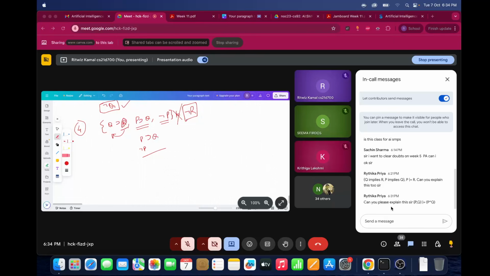So these rules have some formal names. This is called modus ponens, and this I forgot what it is called. Does anyone remember? Tolerance. Yes, tolerance, right?